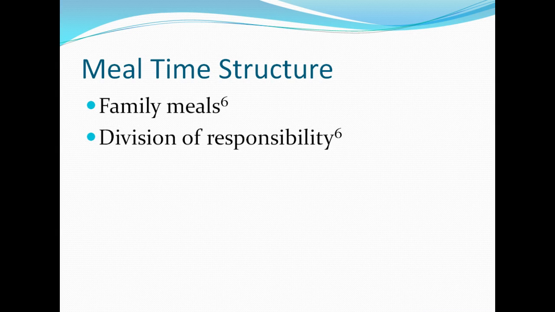So one we're going to look at is mealtime structure. Family meals are inversely correlated with being overweight and obese. Generally, if you have family meals, you are less likely to be overweight or obese. Also, the next is division of responsibility. Ellen Satter discusses this division of responsibility with children and how parents need to decide what, where, and when to feed their children, whereas the child gets to decide which of the food that's offered they eat, and whether or not they eat, and how much they eat.